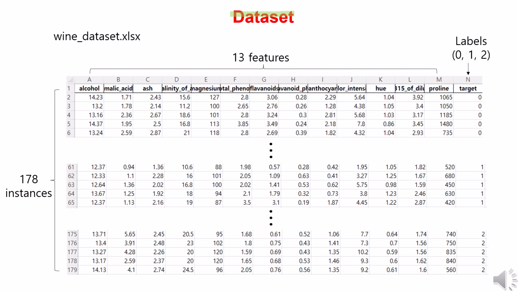In this coding example, we're using the wine dataset, which is one of the most widely used example datasets in AI classification models. As you can see on the slide here, it includes 13 features, such as alcohol content, malic acid, and ash content. The labels are divided into 3 categories, labeled as 0, 1, and 2. There are a total of 178 data samples in the dataset. So basically, this dataset is used to classify wine into 3 different types based on 13 features.